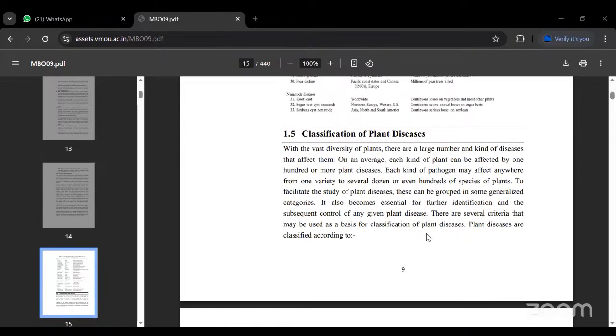What is the classification of the one? Classification of which?